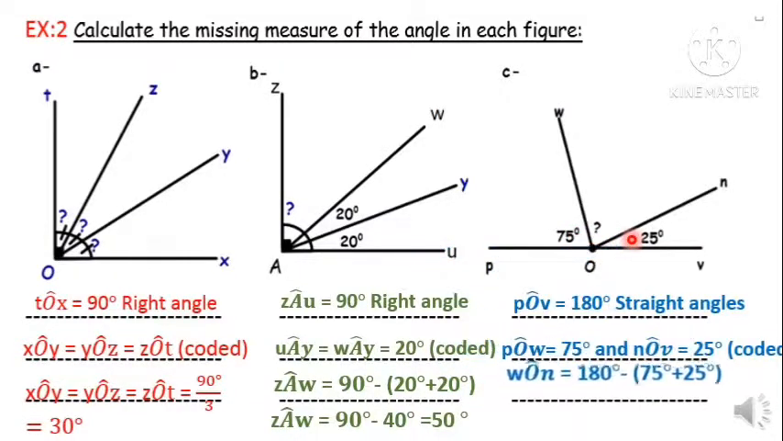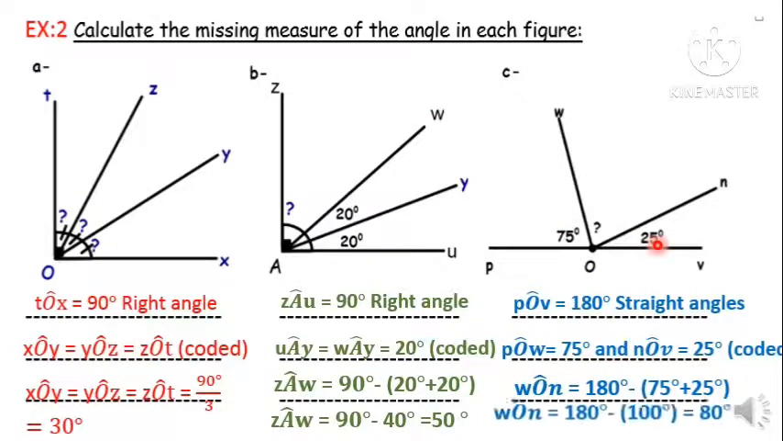So WON is 180 degrees minus 75 plus 25 degrees. So WON is 180 minus 100 degrees to give me 80 degrees. Okay?